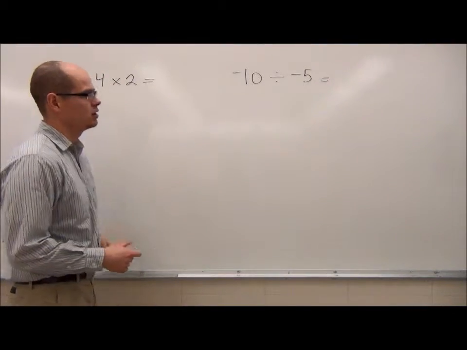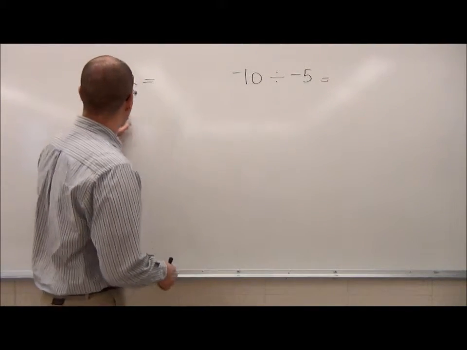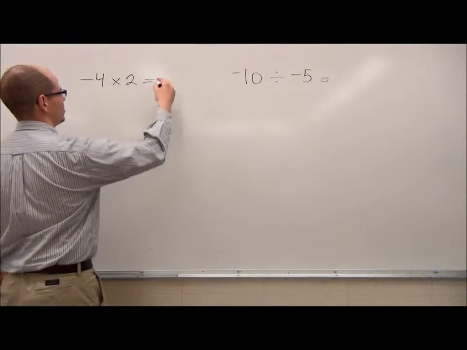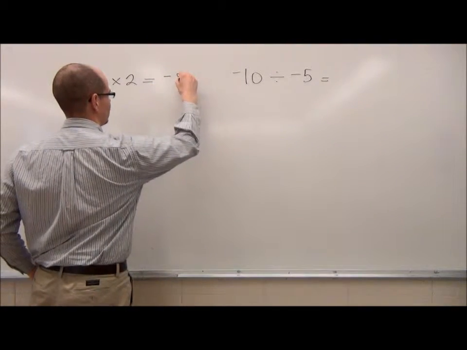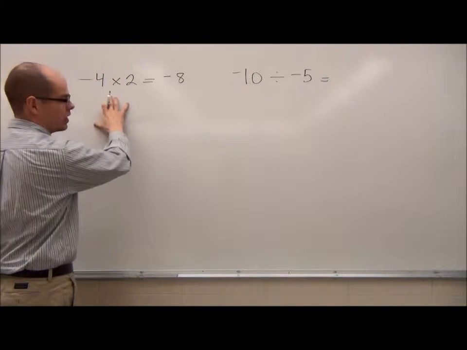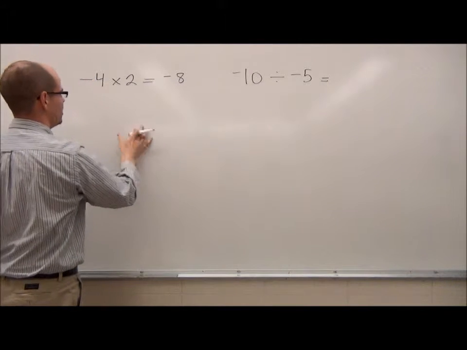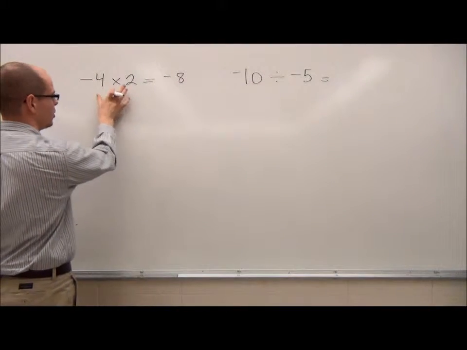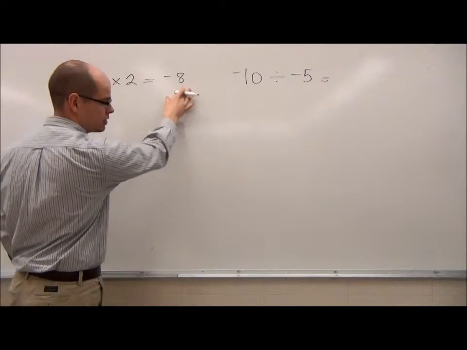I've picked two here. You should know by now that a negative times a positive is a negative. So here, -4 times 2 is -8. We said that for our integer rules, if one of the signs was negative, then our answer was negative. And if the signs were the same, so if they were both positive, or both negative, the answer was positive.